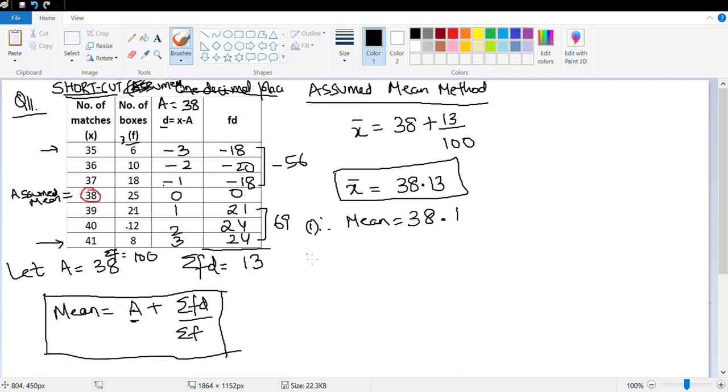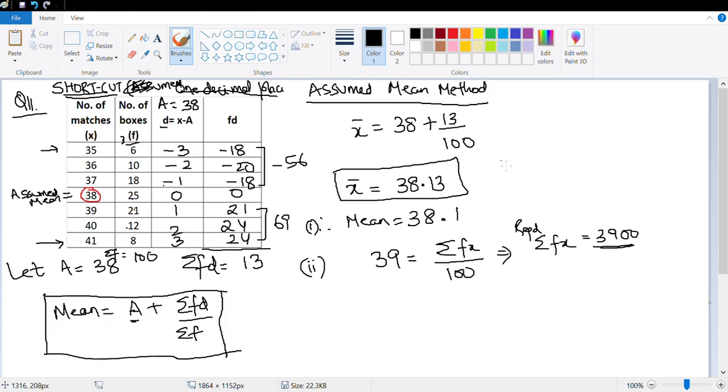Next, determine how many extra matches would have to be added to the total contents of 100 boxes to bring the mean up to exactly 39. Oh, so they want mean as 39, summation fx, we don't know what summation fx should be, upon 100, which means my required summation fx is 3900. Right? This is the kind of question we've done in grade 8 as well as grade 9.